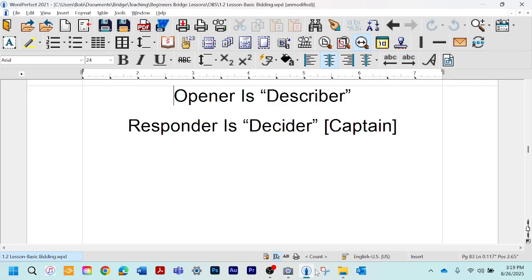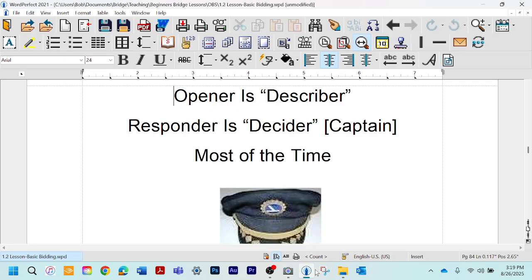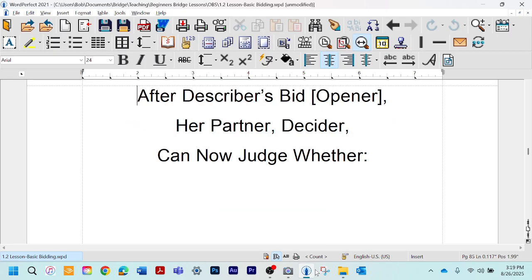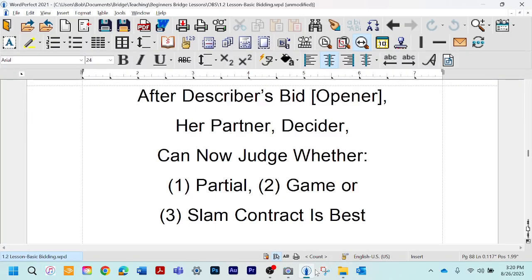So if he's the describer, then his partner is the decider. And in bridge lingo, we call that partner the captain. He's the one that makes the decision. You see that Eastern Airlines hat there? That's what I used to wear. The one that's sitting in the left seat makes all the decisions. The one in the right seat follows the orders. So you've got a describer and a decider. The describer's bid is like his opener, and his partner is now the decider. And so he is in a better position to judge whether they can make just a partial score, or possibly a game, or possibly even a slam.